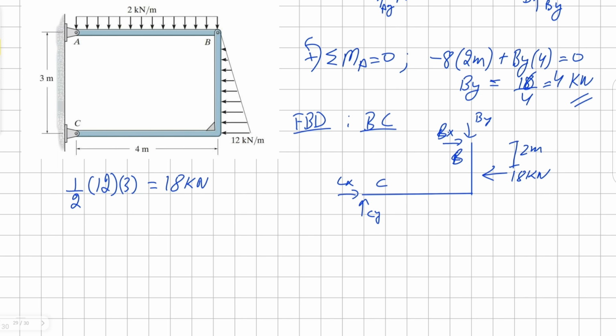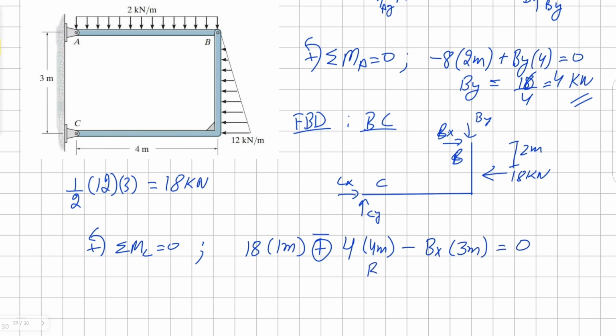Now let's take the moment about the point C. First load we encounter is our 18, and it's 1 meter away from C. Then we encounter our vertical component for By, and it's clockwise, therefore negative, and it's 4 meters away. And we already found the value of By, it's 4. And then our horizontal component for B is also clockwise, therefore negative, and it's 3 meters away, all equals to 0. Solving for Bx, we get -2 divided by -3, it becomes 0.667 kilonewton.